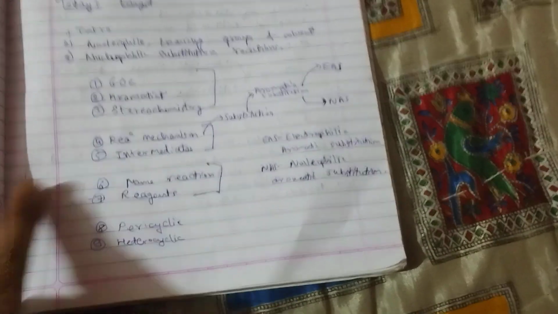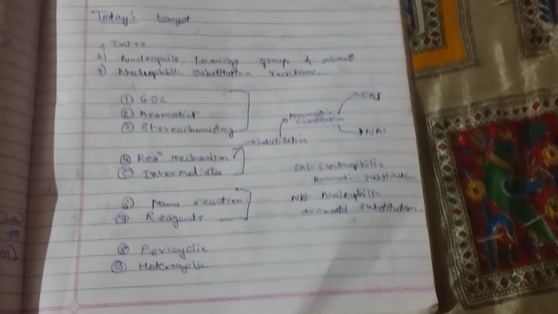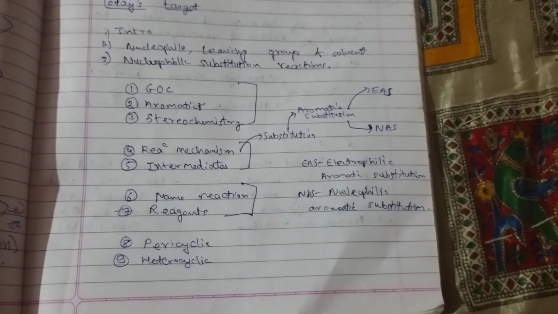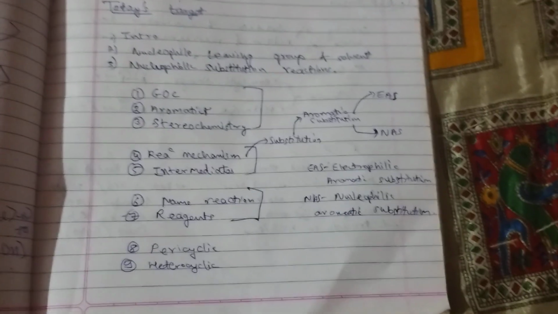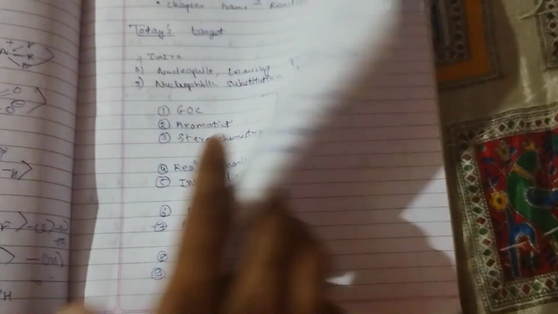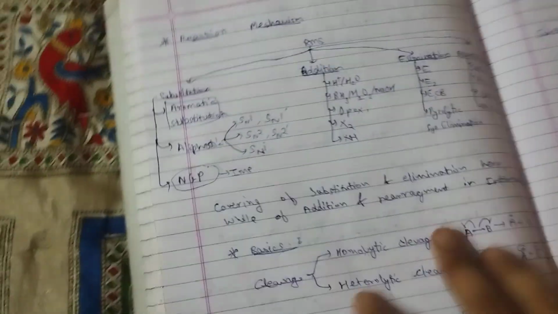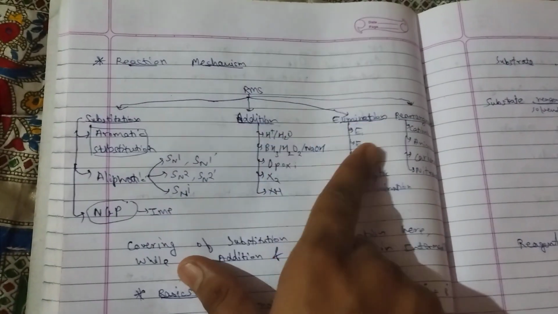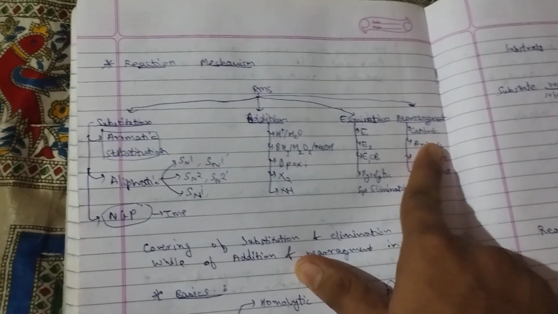First, when you try to understand the mechanism, then you can know how the reaction is done, and you should learn some of the name reactions, as per my experience. Then reagents, how reagents work and what their uses are. Then pericyclic and heterocyclic. So the types of reaction mechanism are substitution reaction, addition reaction, elimination reaction, and rearrangement reaction.